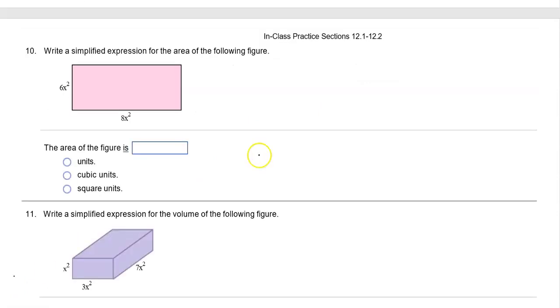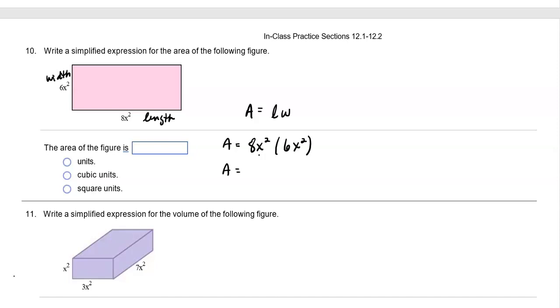Write a simplified expression for the area of the following figure. The area of a rectangle is equal to the length times the width. The length represents the longest side of a rectangle and the width the shortest side. So we're multiplying 8x squared times 6x squared.